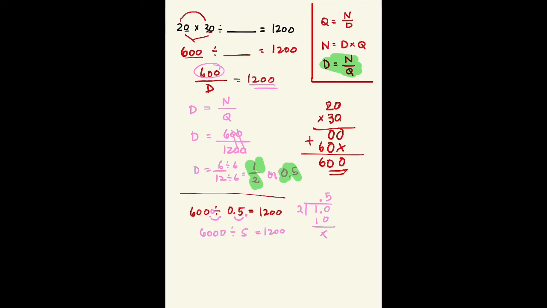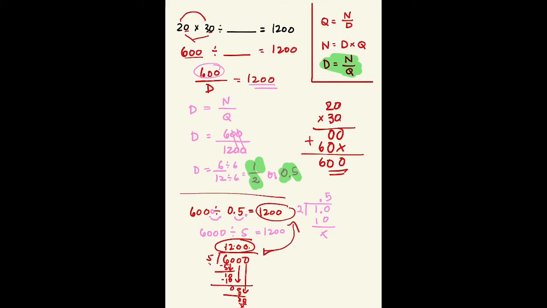So let's solve 6,000 divided by 5. 6 divided by 5 is 1. 1 times 5 is 5. 1, bring down the 0. 10 divided by 5 is 2. 2 times 5 is 10. Bring down the 0. 0 divided by 5 is 0. 0 times 5 is 0. And bring down the last 0. 0 divided by 5 is 0. 0 times 5 is 0. No remainder. So you can see the answer is 1,200, which is the same. So that means your answer is correct.